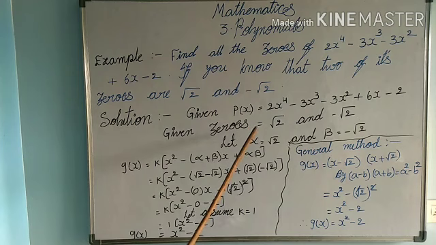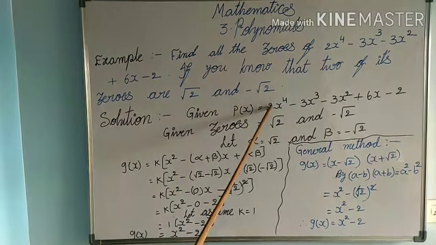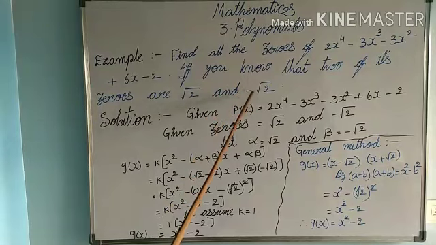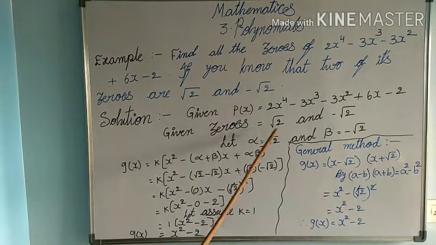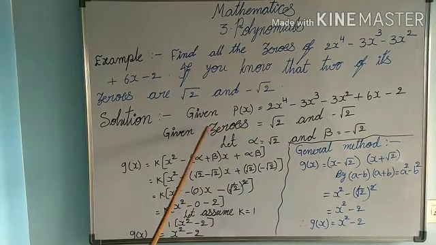They gave out of 4 zeros, 2 zeros. One is root 2 and another one is minus root 2. So 2 zeros they gave, another 2 zeros we have to find. So here given zeros root 2 and minus root 2.